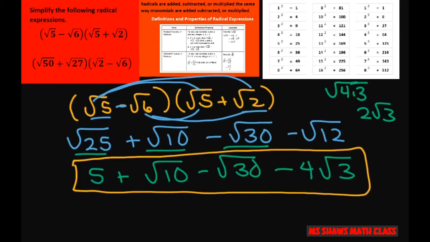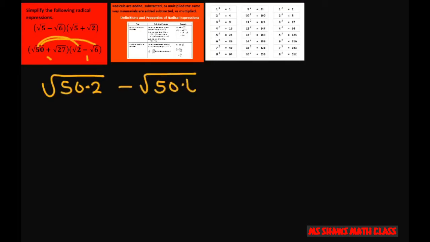Now for the second one, sometimes I think we could simplify further if we did something else. But let's go ahead and just FOIL it out. So we have square root of 50 times 2 for the first. Then we have square root of 50 times 6, and it's a minus because it's a positive times a negative.